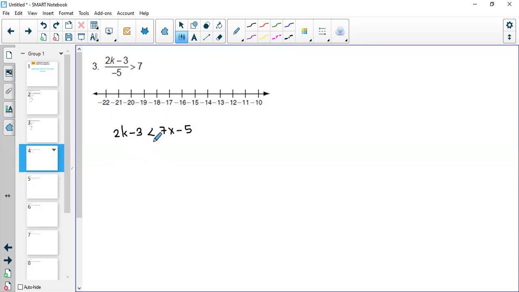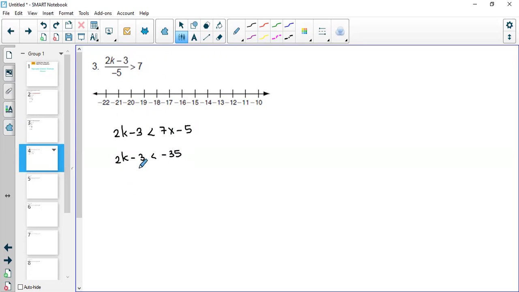Now, hopefully you understood why this flipped, because we are multiplying the inequality by a negative number. Remember the rule I just said in the first slide: if you are dividing or multiplying by a negative number, the sign needs to flip. So here it was greater, it became lesser. So the next step is going to be 2k minus 3 is less than negative 35.